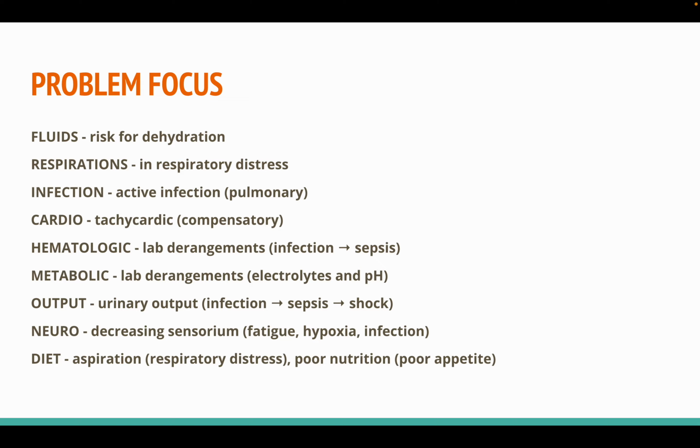And then hematologic, we can anticipate that there would be laboratory derangements. So secondary to the infection, we might consider sepsis for this matter. And then the same with metabolic, we could also expect laboratory derangements like electrolytes, and under metabolic we could include the arterial blood gases, so we can check the blood pH of our patient.